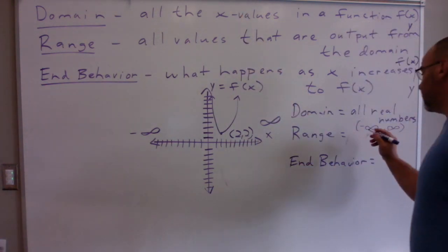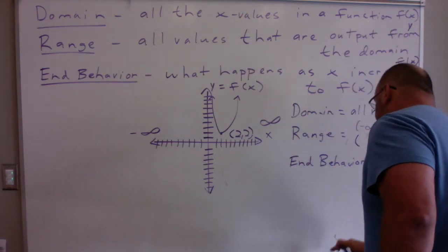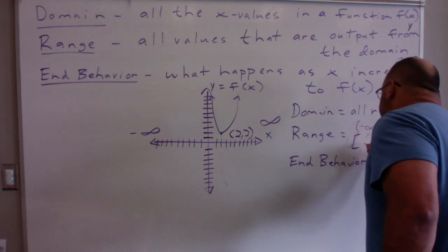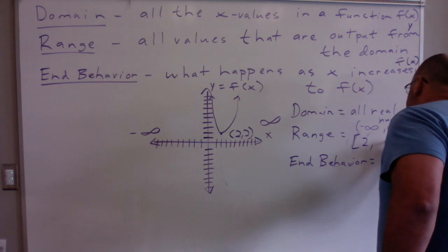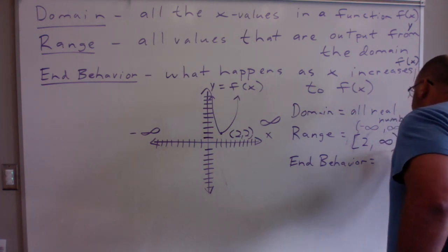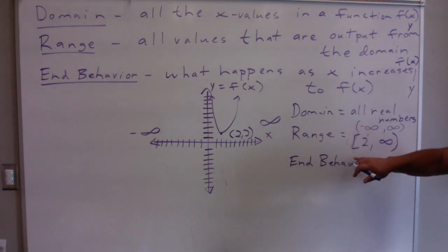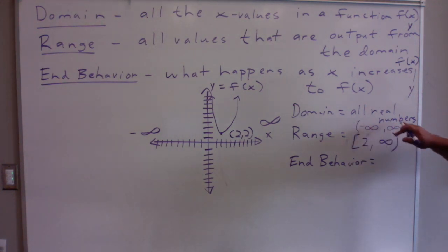So I'm going to write this in interval notation, and I'm going to use a little bracket here to show that it stops at 2, okay, and it goes on to positive infinity, okay? This means that it stops here. This kind of bracket means it stops here. This kind of bracket means it goes on forever and ever.